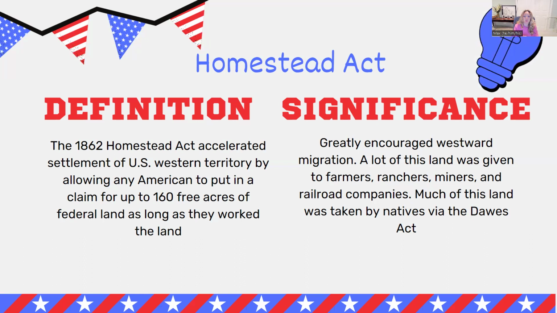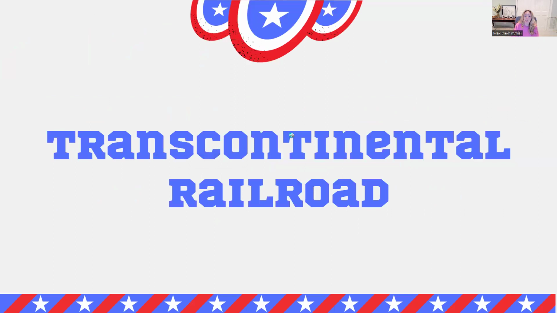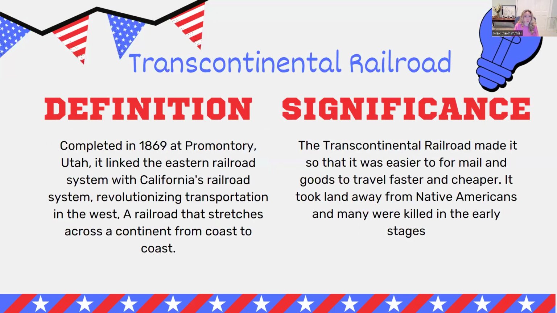A lot of this land was given to farmers, ranchers, miners. Those are like the three big demographics moving out there. But there's also railroad companies that were gifted a lot of land. And much of this land was taken from natives via the Dawes Act. Transcontinental Railroad. All right, we were just talking about railroads.